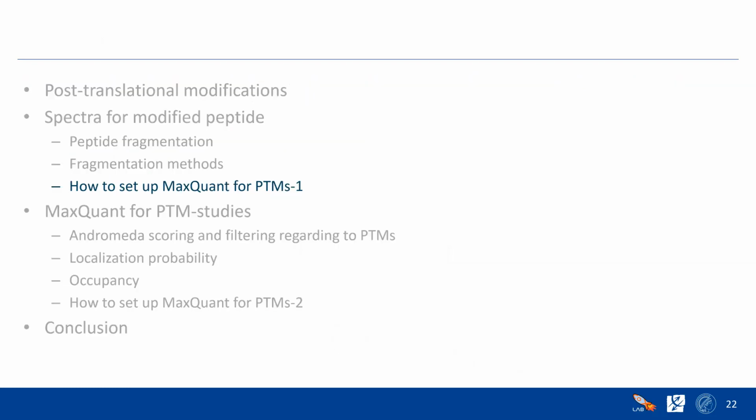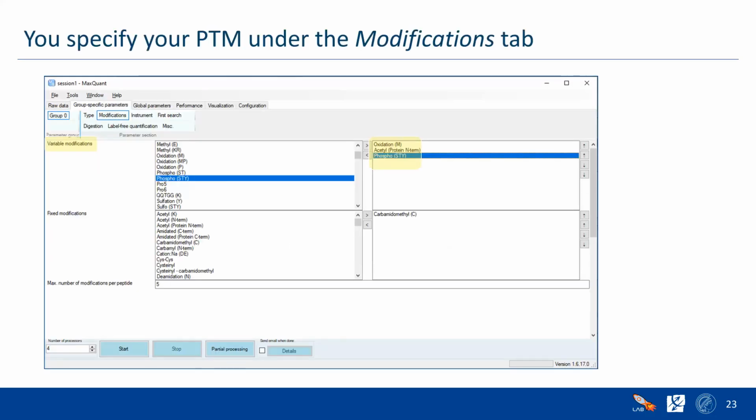Now let's talk about how to set up MaxQuant for PTMs. Here in the group-specific parameters, we have a modification tab, and we have two kinds of modifications defined here: variable modification and fixed modification. In the variable modification, we put the phosphorylation on STY, serine, threonine, and tyrosine. The other modification, as you may have seen, is the fixed modification. It's fixed because we know that it's always there on this certain residue.